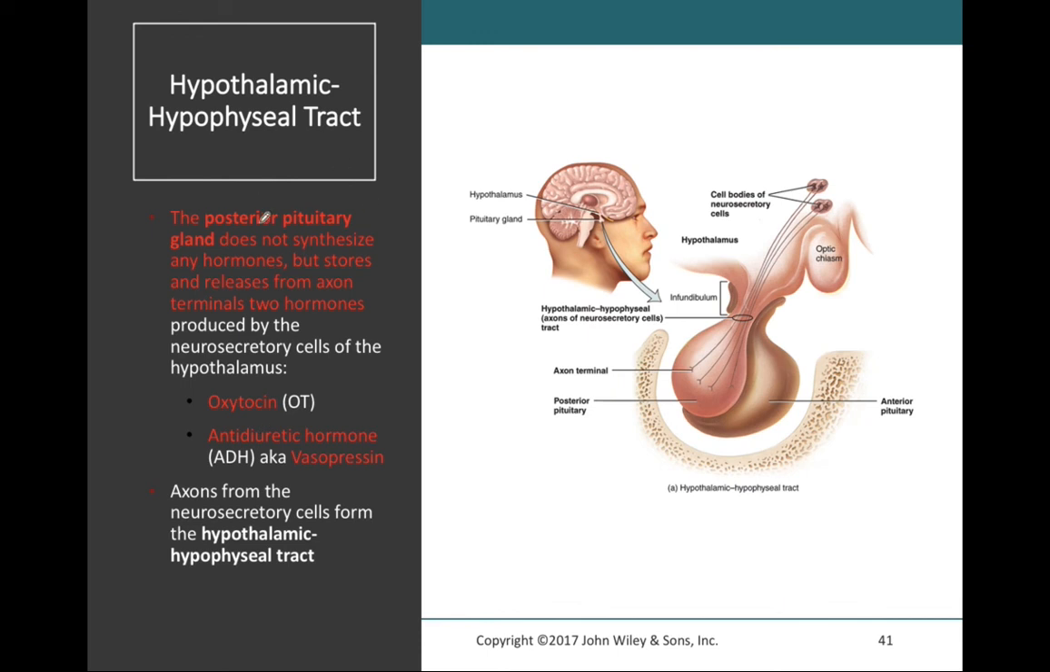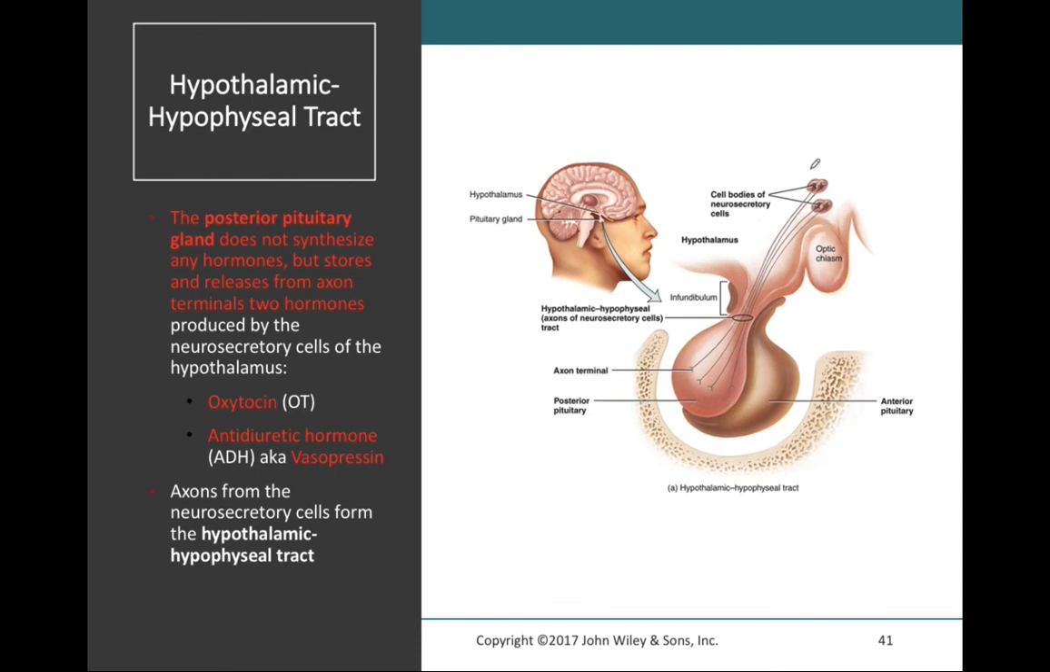Now, the anterior pituitary had all of those other types of cells, the somatotrophs and the lactotrophs and the gonadotrophs, and those cells synthesize their own hormones that they're going to be releasing. The posterior pituitary is a little bit different. The posterior pituitary does not make any of the hormones that it releases. Instead, it just stores those hormones and will eventually release them when they are ready. So the posterior pituitary works a little bit different than the anterior pituitary.